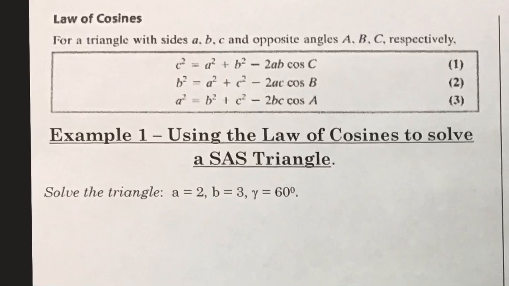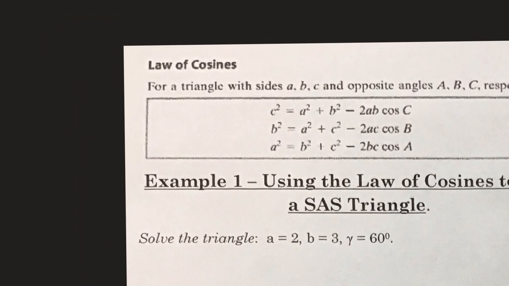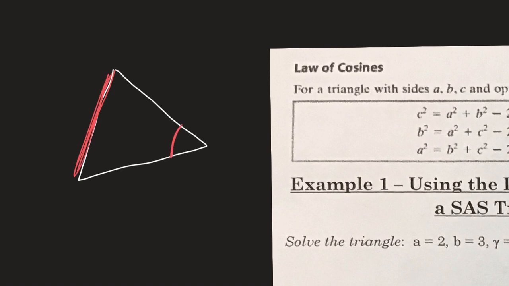Sometimes the law of sines is not applicable, so we have to use another way. There's another way that we can solve a triangle if it has certain other types of information. Remember, in order to use the law of sines, we have to know one side and the angle across from it.